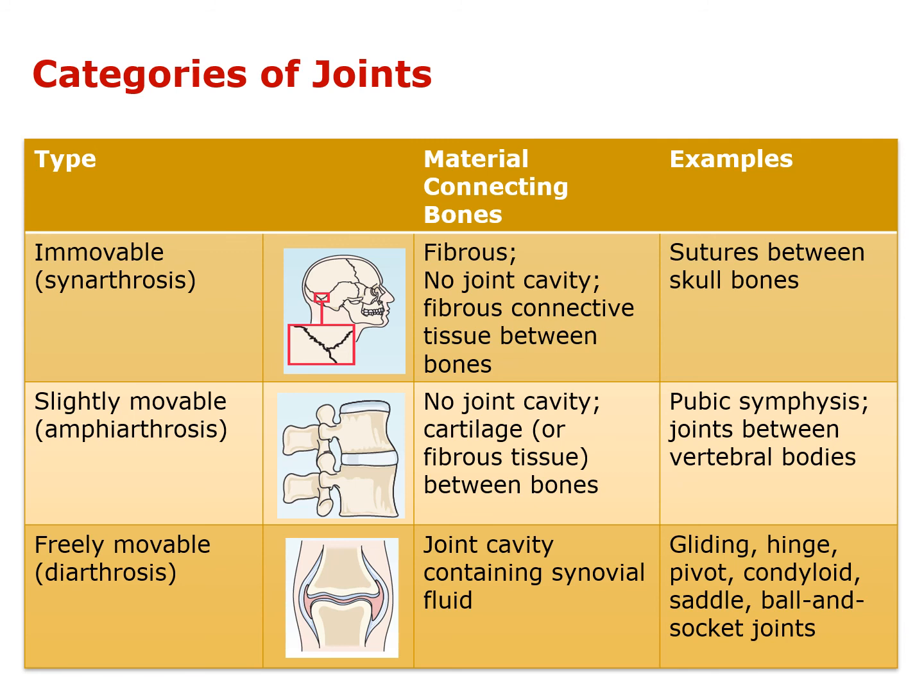We have 3 types of joints based on how they move. So immovable joints are called synarthroses. They are fibrous. There is no joint cavity. It's fibrous connective tissue that joins the bones together, and these are your sutures between skull bones. Those are immovable joints, also known as synarthroses. Synarthroses are immovable joints.